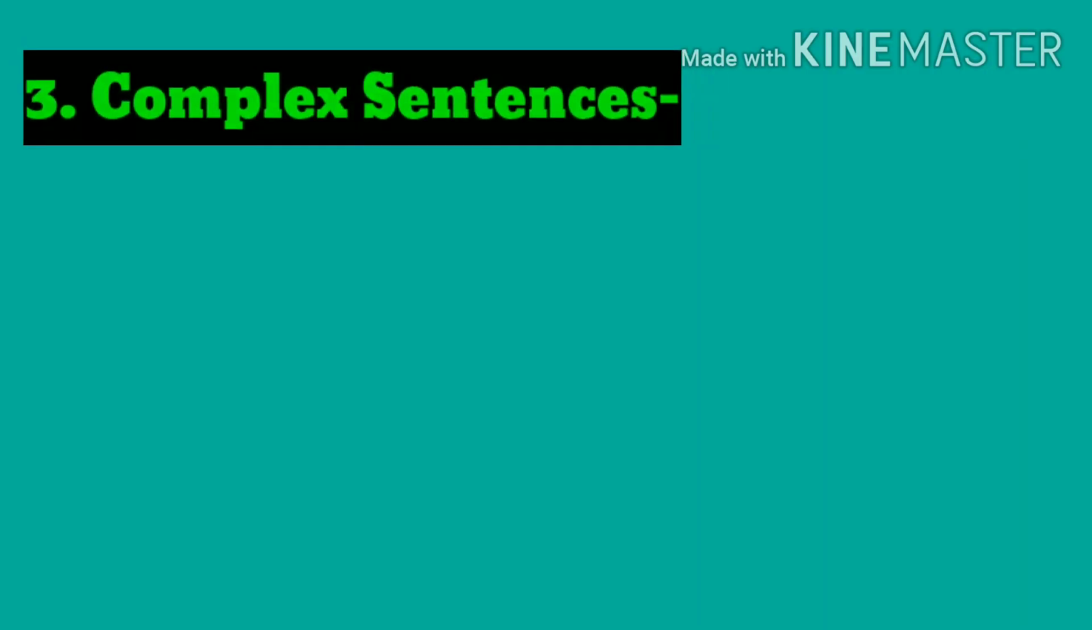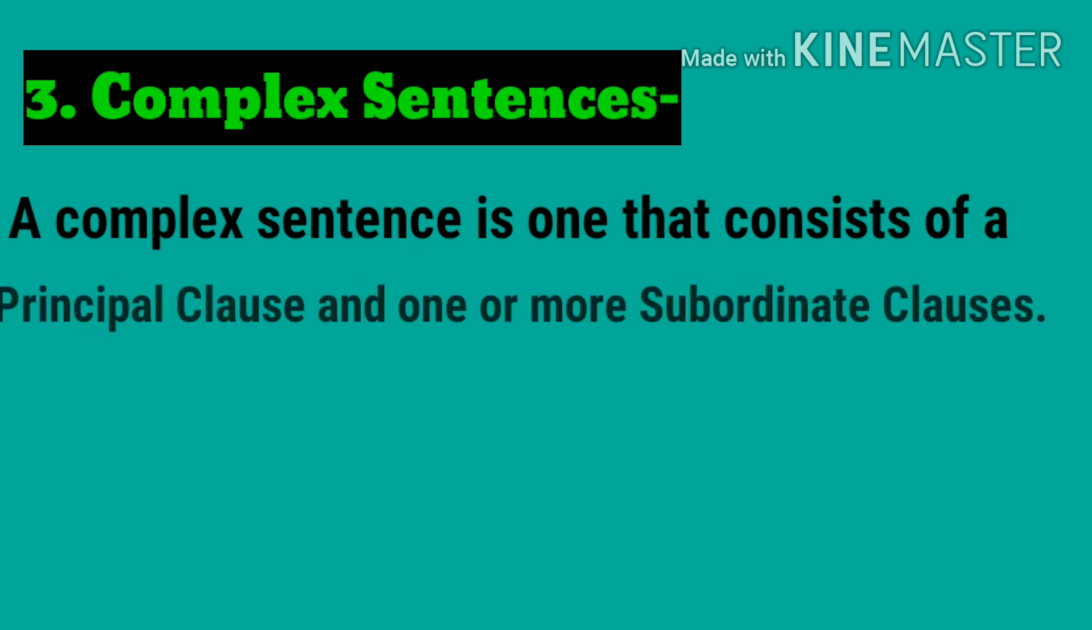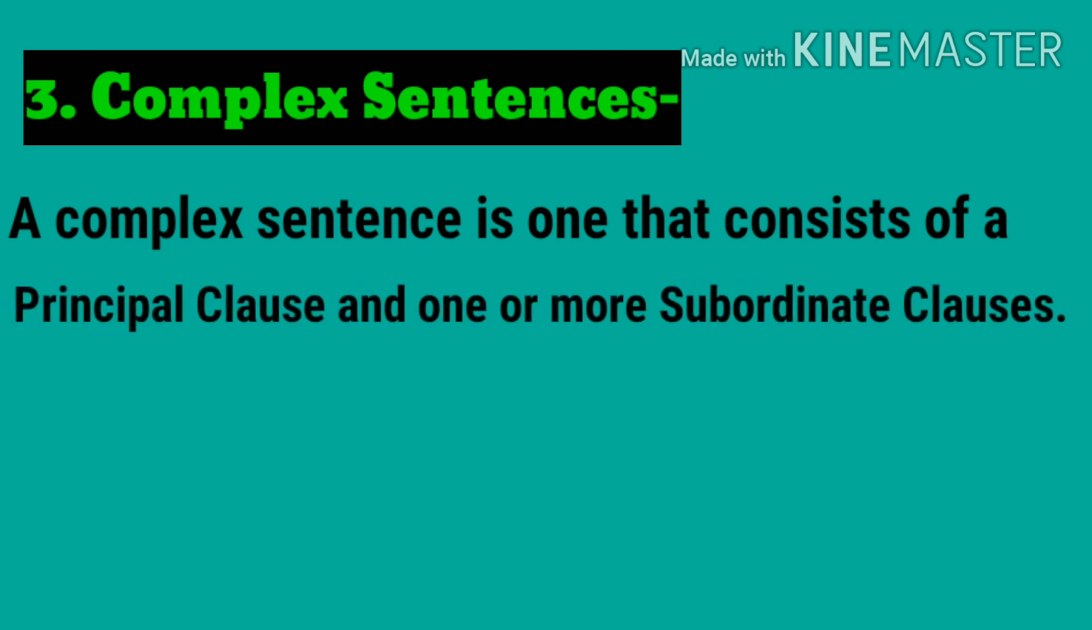Now, about a complex sentence. A complex sentence is one that consists of one principal clause and one or more than one subordinate clauses. So, what do you mean by subordinate clause? You already know about principal clause, right? It can stand by itself, but subordinate clause cannot stand by itself. It depends for its meaning on the first clause, that is the principal clause.